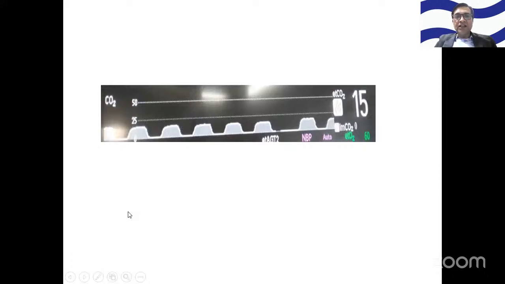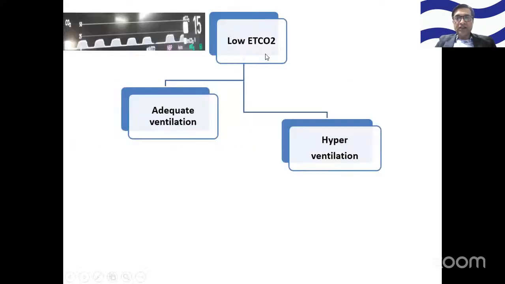So this is a scenario where you can see the graph is okay, right? The graph looks okay, but the capnometric reading is very low. So this is the scenario where you have a low EtCO2, right? So the low EtCO2 is the diagnosis.